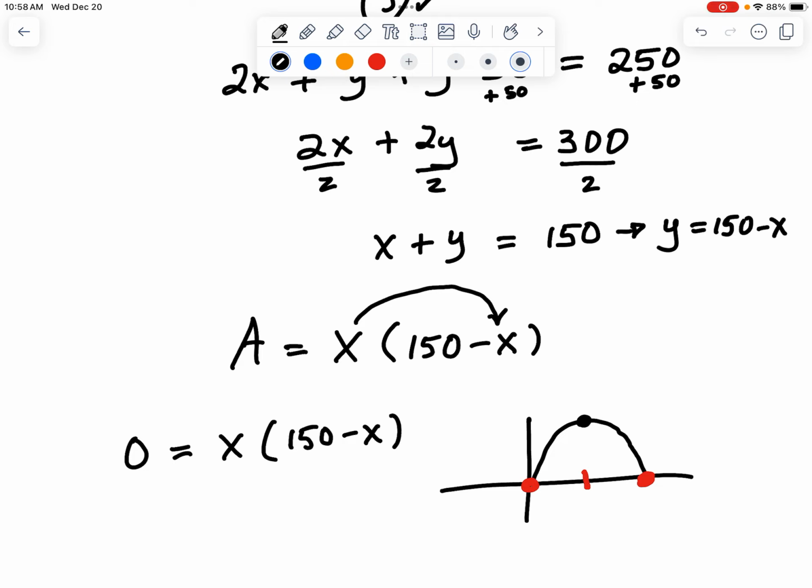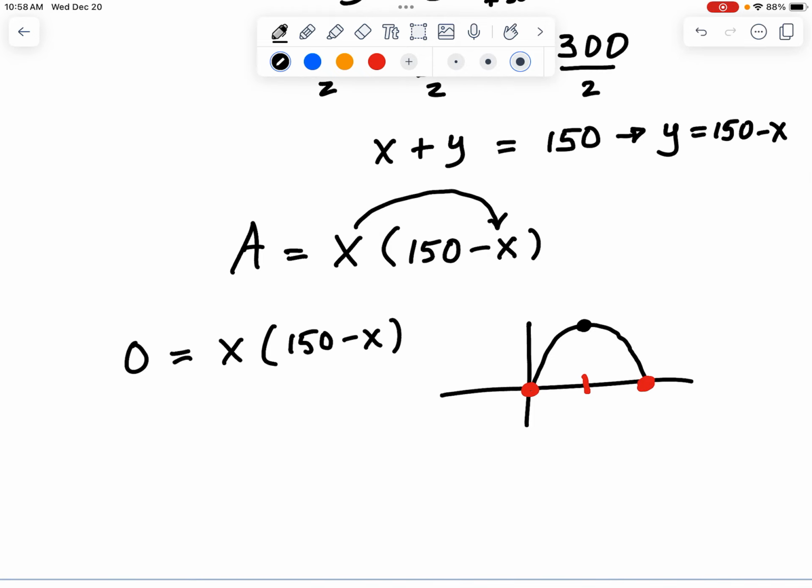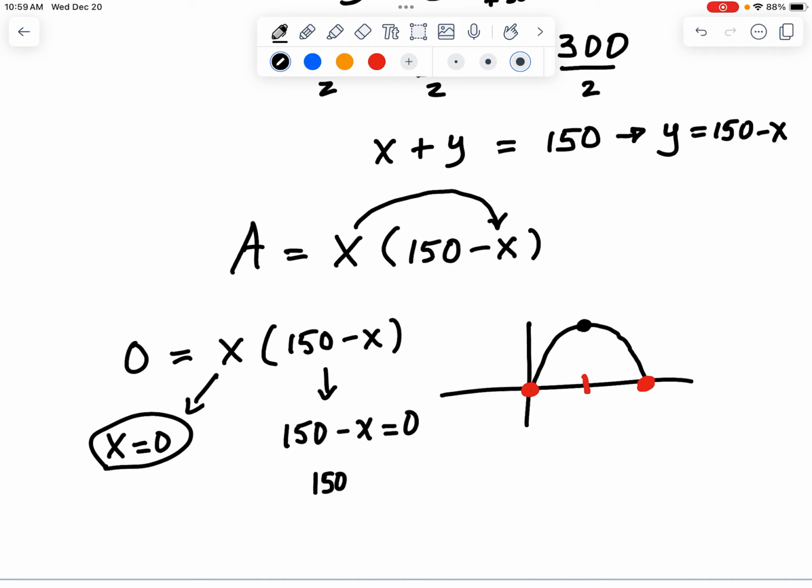And usually I would multiply it out, but this is already factored for us. And when it's factored and set equal to 0, then you just set each factor equal to 0 separately. It's called the zero factor property. So one answer is x equals 0. And for the second one, you could just move the x to the other side. It'll become a positive x equals 150.